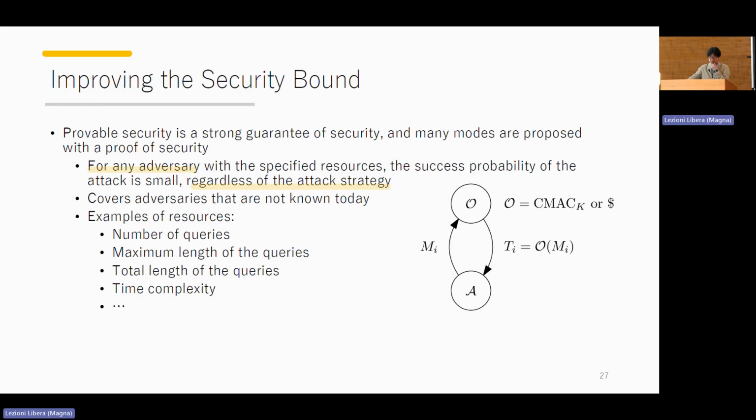So provable security is a strong guarantee of security, and many modes are proposed with a proof of security. For any adversary with the specified resources, the success probability of the attack is small, regardless of the attack strategy. This is a very strong security guarantee because it covers adversaries that are not known today. And these are the examples of resources we are interested in: the number of queries, the maximum length of the queries, the total length of the queries, and the time complexity.